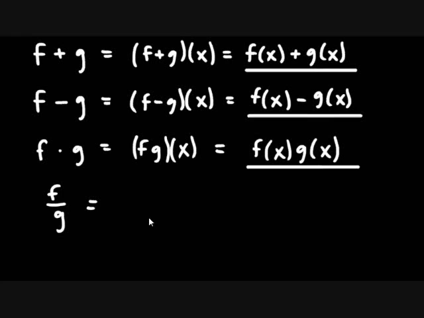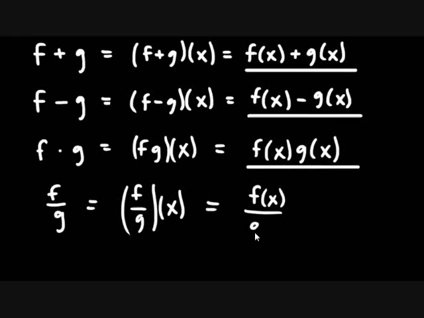And so for quotient or division, the last operation that we will be doing with functions, we can say that f divided by g of x is the same as saying f of x divided by g of x, so long as g of x is not 0, because if it's 0, then we're dividing by 0, and that is not good.